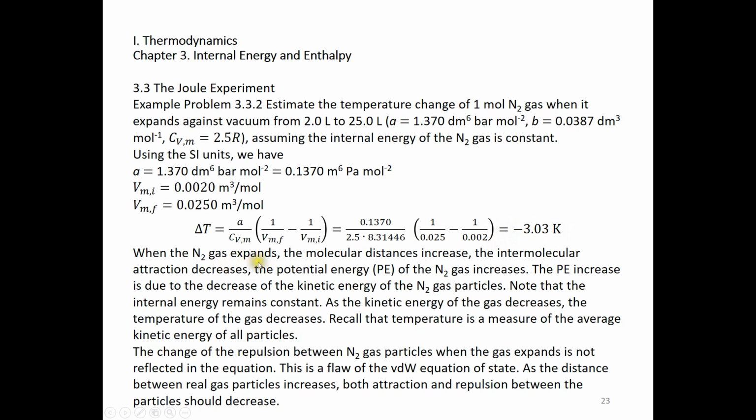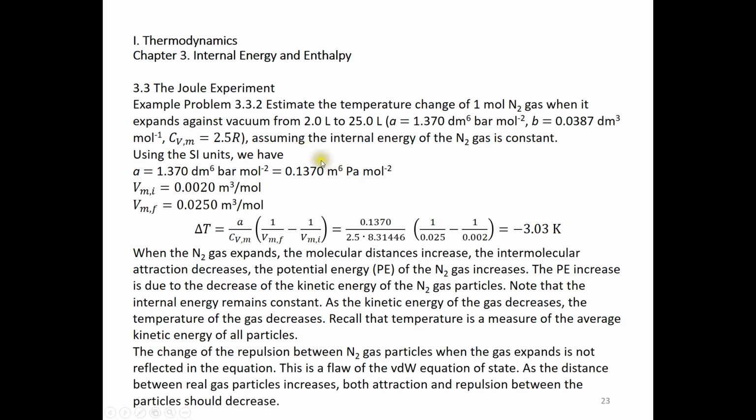So when this nitrogen gas expands, the molecular distance increases. We have to somehow overcome the attraction, and we need energy to overcome the attraction. Where does this energy come from? We have to borrow from the kinetic energy of the nitrogen. That's why the kinetic energy of the nitrogen decreases, and therefore the temperature of the gas decreases. Again, this is a good example of the transformation of energy. In this example, kinetic energy is transformed into potential energy.